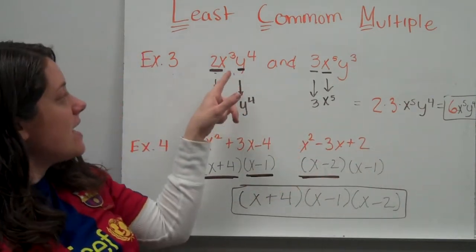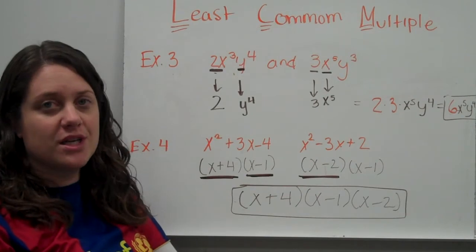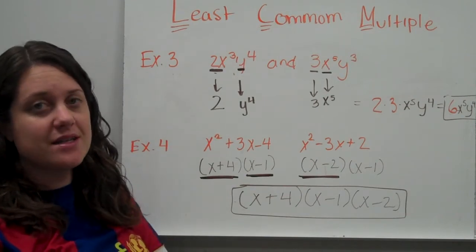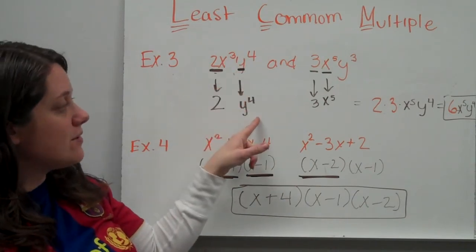And then x, I have x to the 3rd and x to the 5th, so I actually have to use the bigger one because I'm looking for the least common multiple, not the greatest common factor. So for the least common multiple, I have to actually take the highest one.